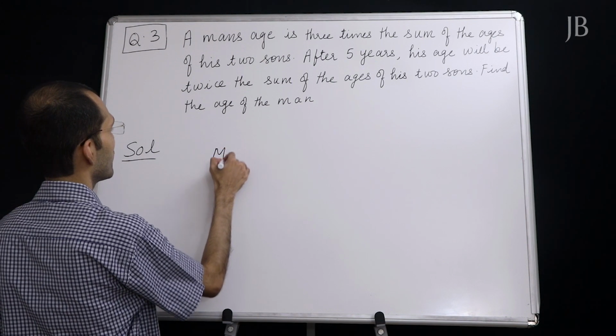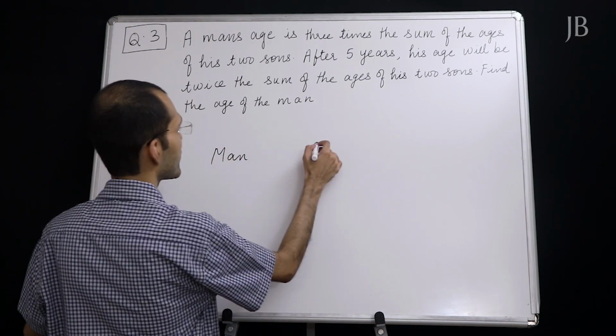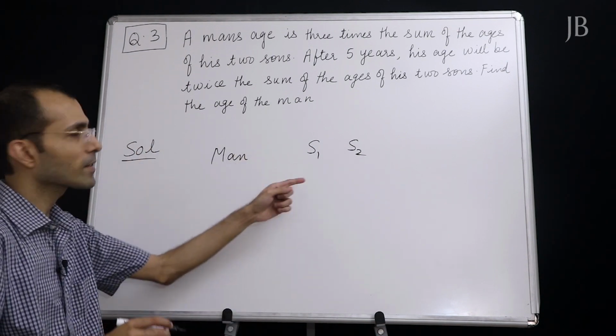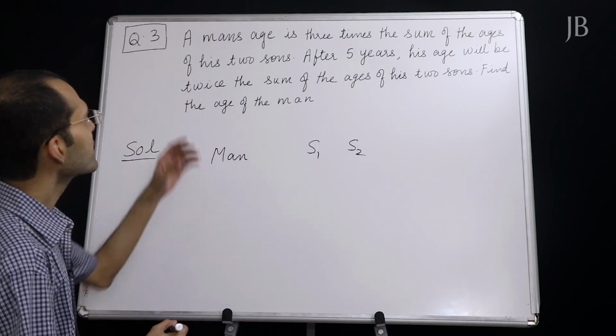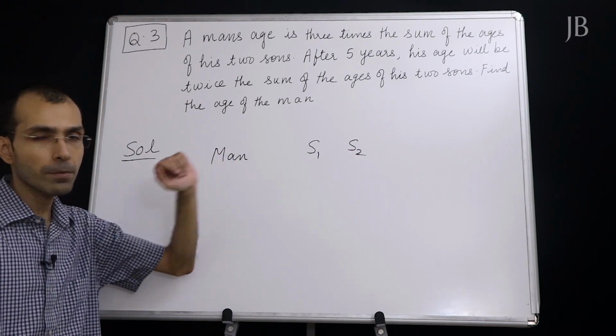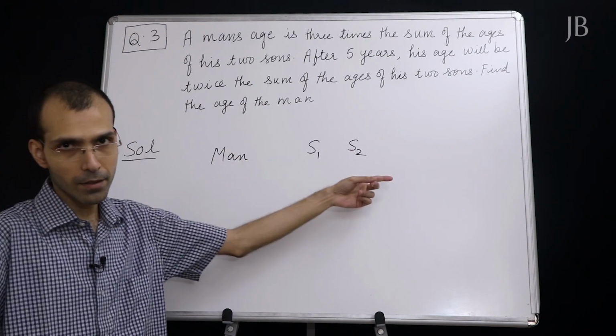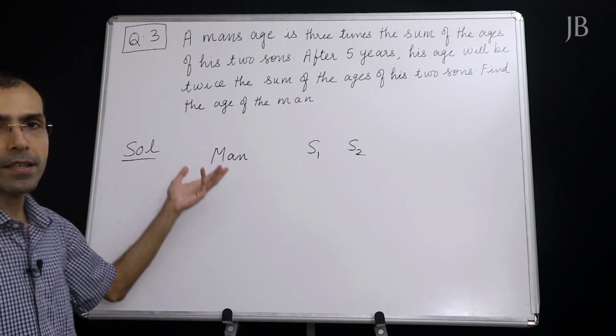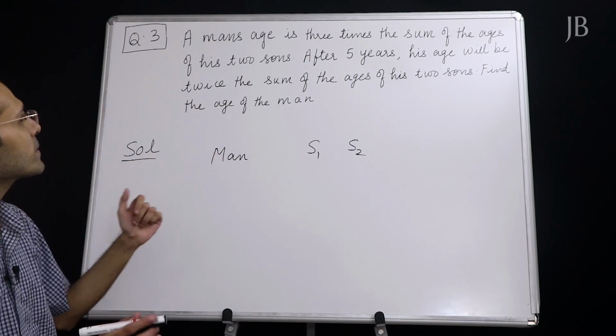So this is a man. And this is, say, son 1, son 2. Two sons are there, huh? First son, second son. A man's age is 3 times the sum of the ages of the 2 sons. Now be careful, there are 3 people involved here. So if you take this as x, y, then this will become z and things will get complex. So let's see how to tackle this.